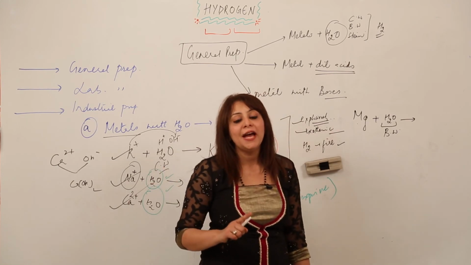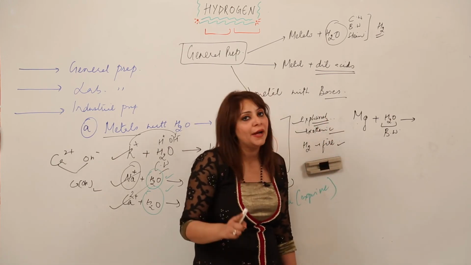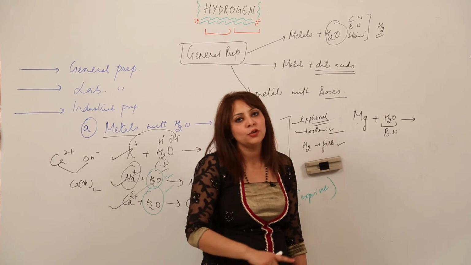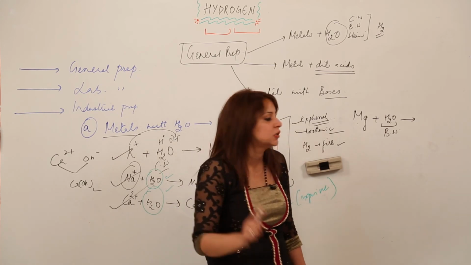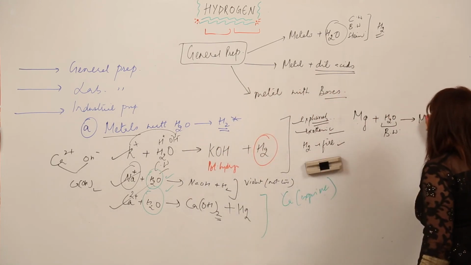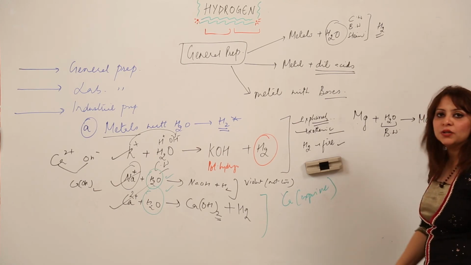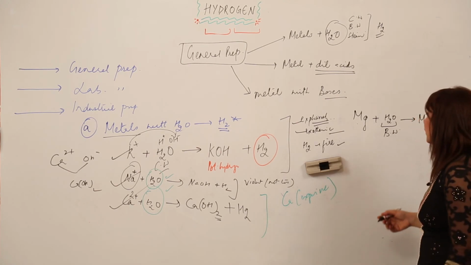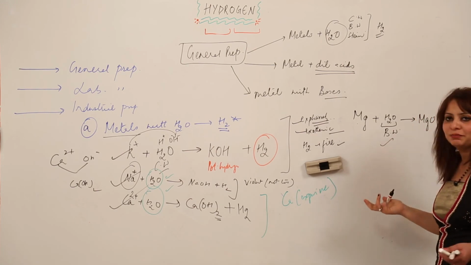Whenever an element reacts with boiling water or steam, they do not form hydroxides. They form hydrogen, but they don't form hydroxide. Instead of hydroxide, they form the oxides. So similarly, it will form magnesium oxide and H2. So this reaction is a good one, because the only limitation is that we need to boil it. That's not a big deal, right?